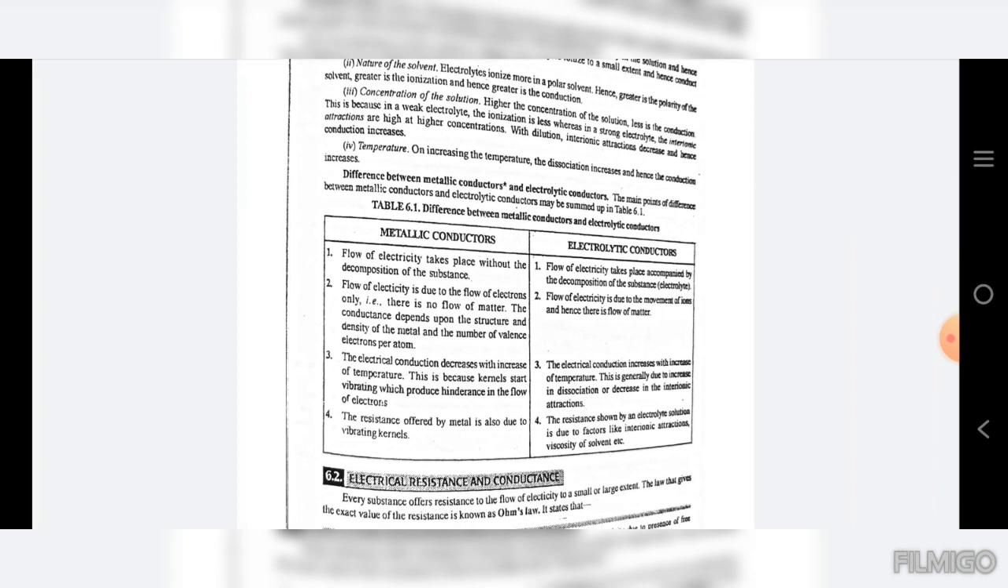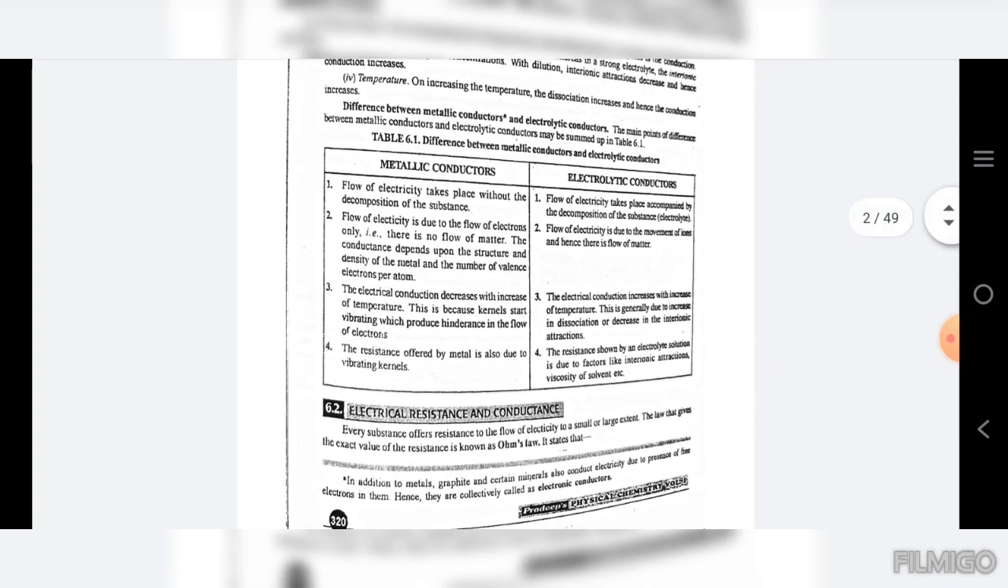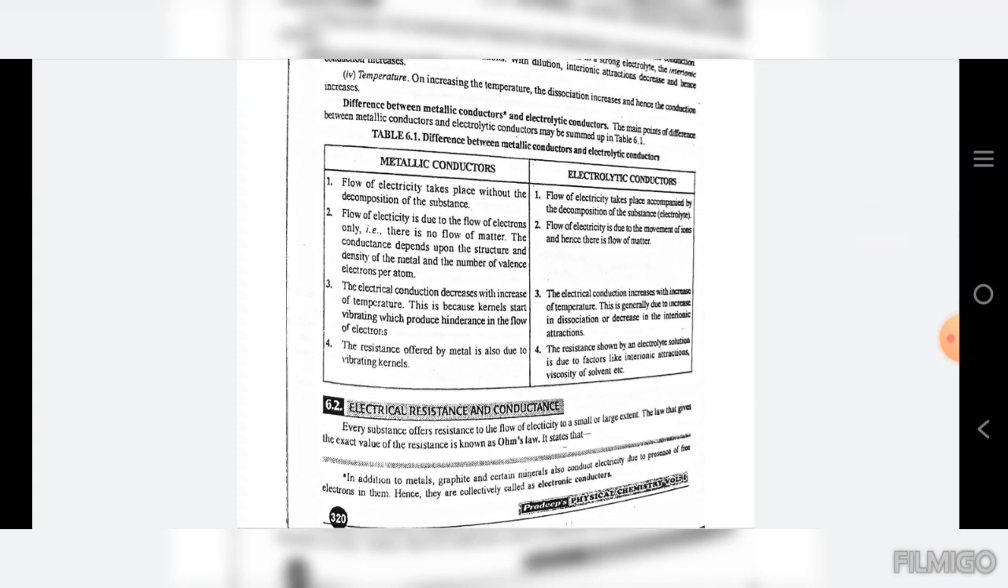Concentration of the solution. Higher the concentration of the solution, less is the conduction. This is because in a weak electrolyte, the ionization is less, whereas in a strong electrolyte, the interionic attractions are high at higher concentrations. With dilution, interionic attractions decrease and hence conduction increases. Temperature. On increasing the temperature, the dissociation increases and hence the conduction increases.